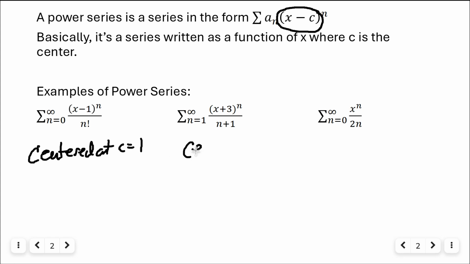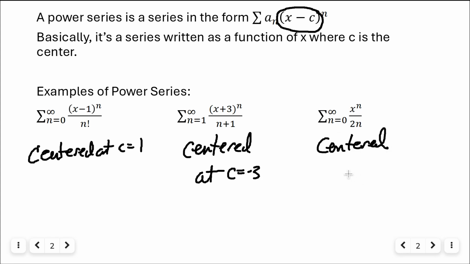X plus 3 is centered at c equals -3. And here, there's no number added and subtracted, so the center is 0. Okay, so it's possible that a power series can only converge at the center. And hopefully we agree that any power series will converge at its center, no matter what.